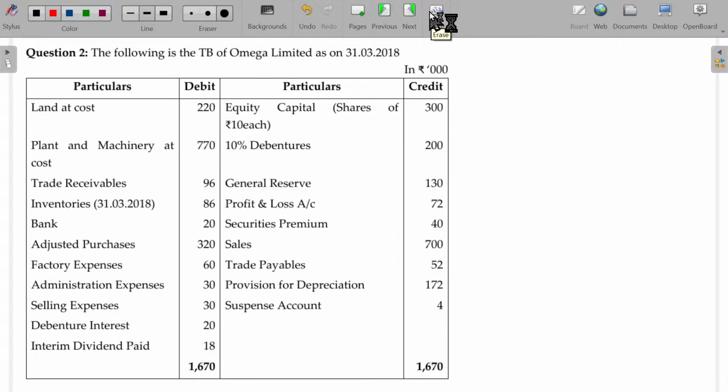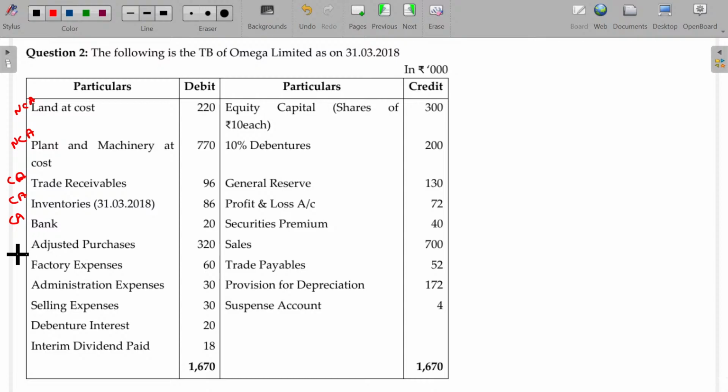Question number two. Land at cost, non-current assets, plant and machinery at cost, non-current assets, trade receivables, current assets, inventories, current assets, bank, current assets, adjusted purchases. When the term adjusted purchases is given, it means opening stock and closing stock are already adjusted with that. That's how you can understand.